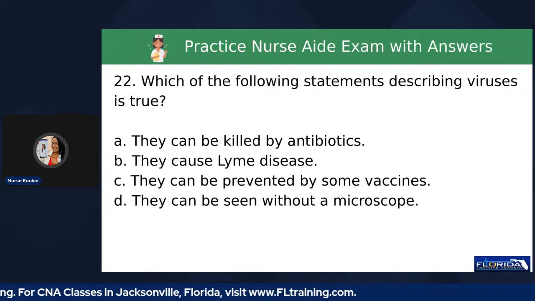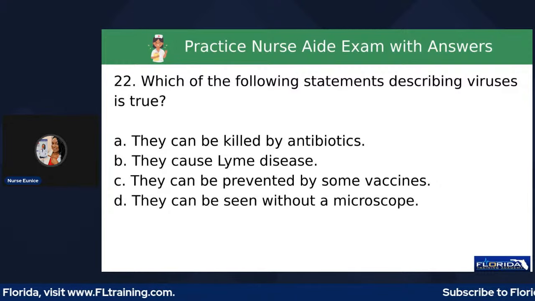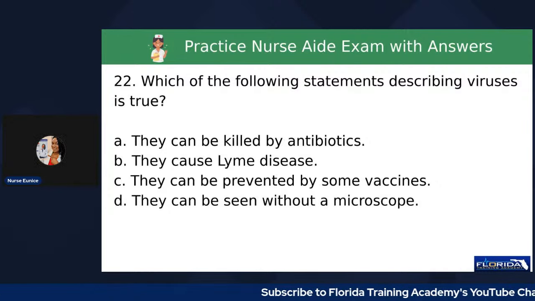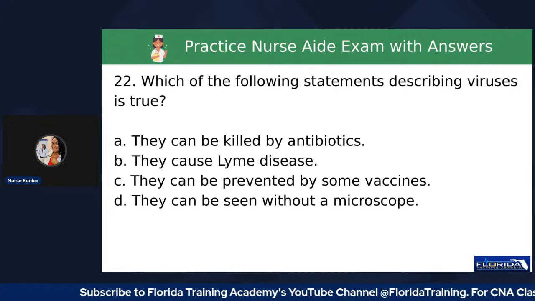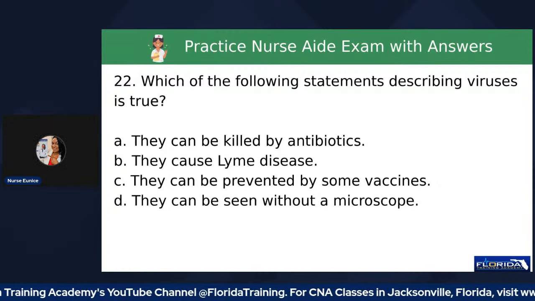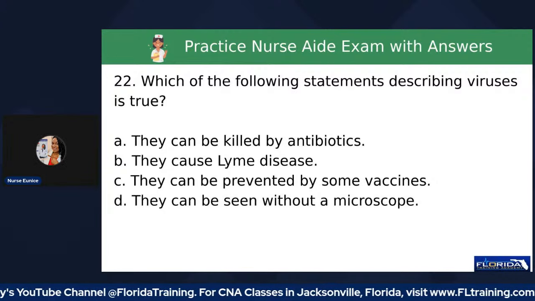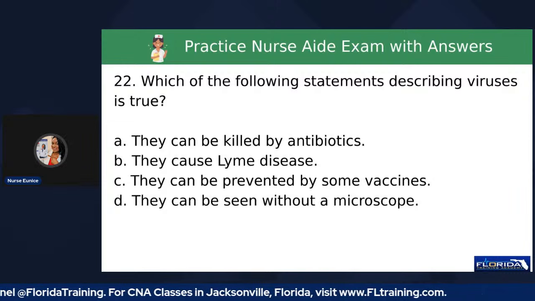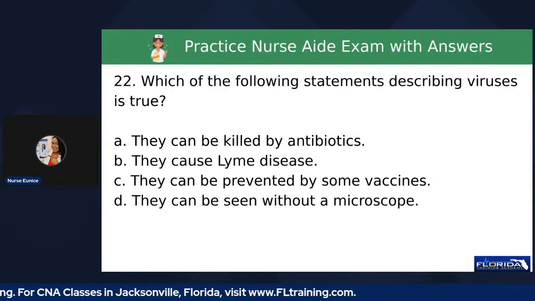22, which of the following statements describing viruses is true? A, they can be killed by antibiotics. B, they can cause Lyme disease. C, they can be prevented by some vaccines, or D, they can be seen without a microscope. So it's only one. Which one is true?